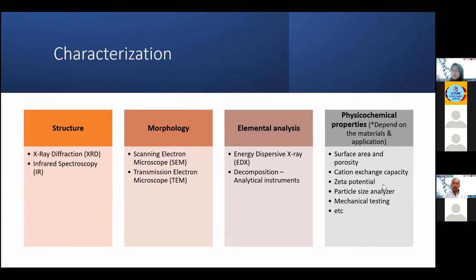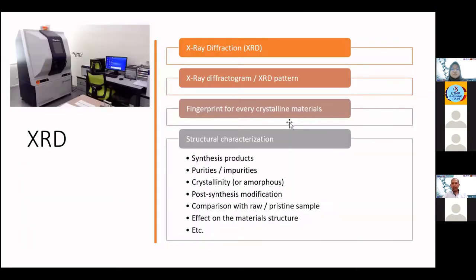If you are dealing with an application such as magnetic, you need to add magnetic property here. You can also add properties related to the application, like antibacterial. Sometimes we put in a release test or leaching test for the physical chemical properties. So the physical chemical properties depend on the materials and also the application of the materials. Okay, XRD, a little bit of information about the XRD.